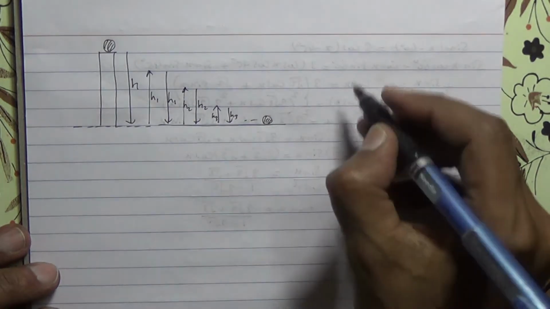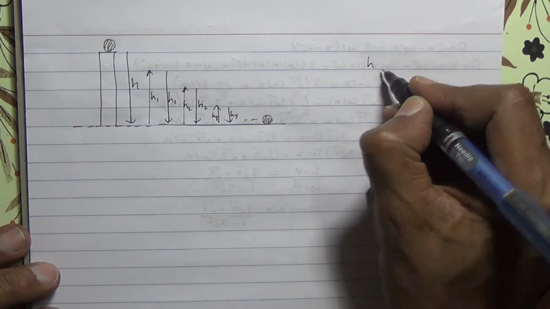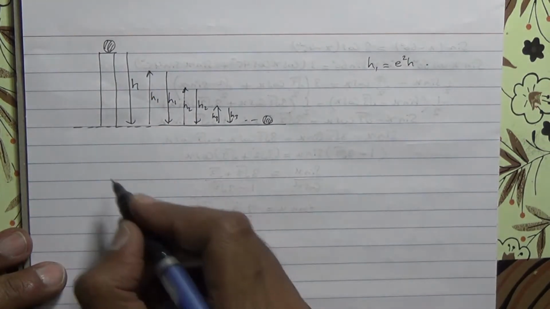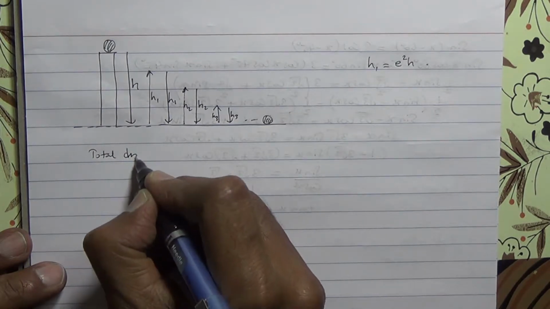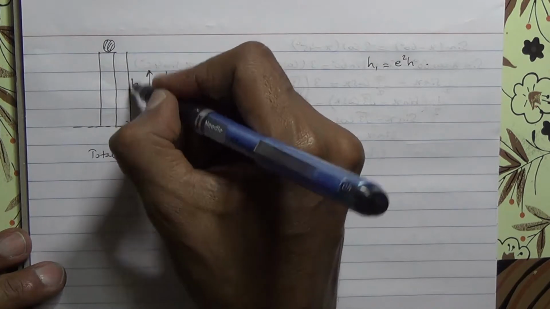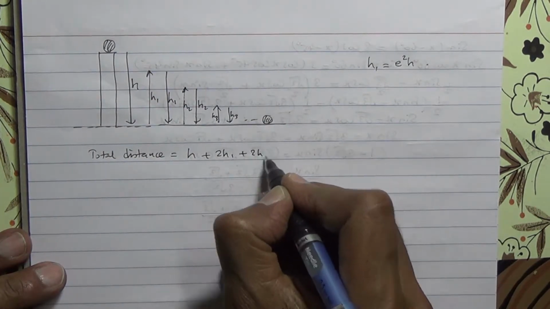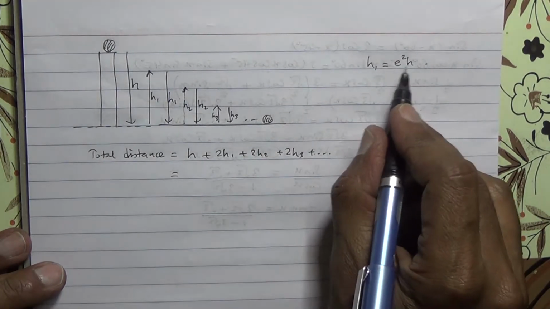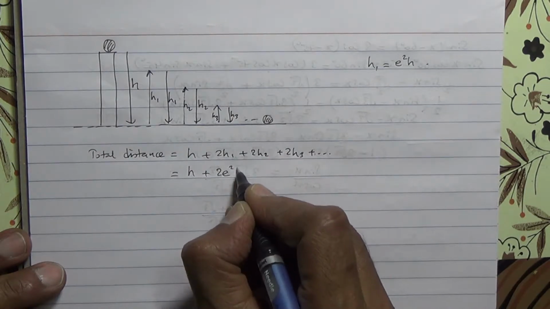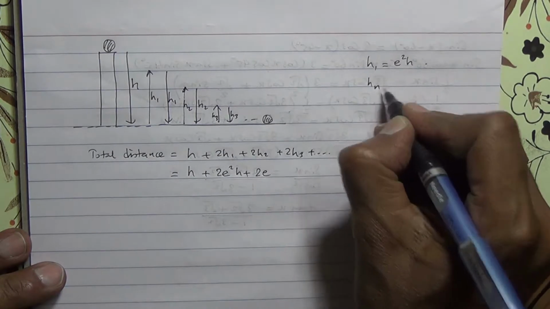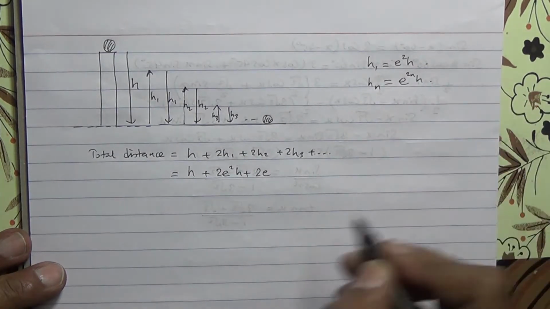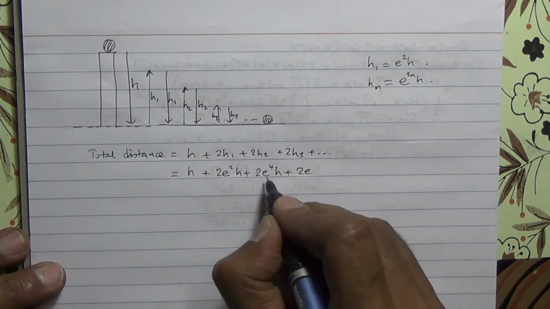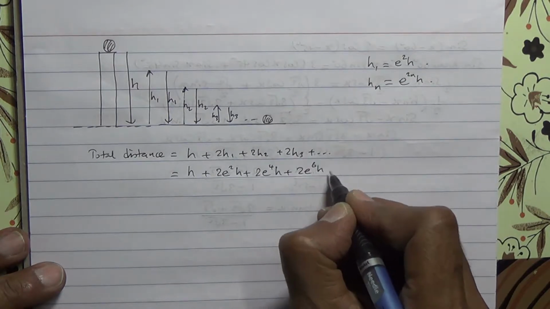Now we're told that the rebounding height is e square h, so that's h1. Now the ball falls. Let's try to find the total distance. The total distance is going to be h, the original distance, plus 2h1, plus 2h2, plus 2h3, and so on. And what is h1? We're told it is e square h, so that's h plus 2e square h plus 2e to the power 4 h, and so on. Remember, if this is n, this is going to be e to the power of 2n h. So 2 times 2 is 4, plus 2e, and 2 times 3 is 6, h plus, and so on.